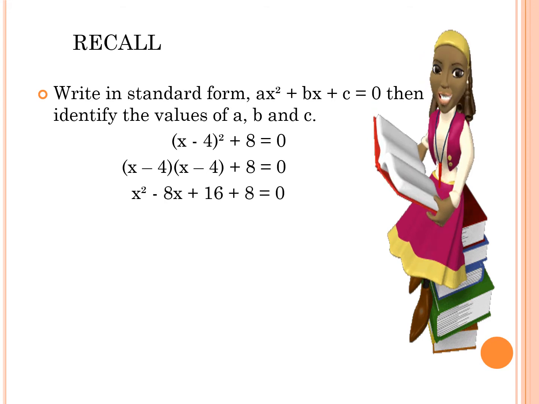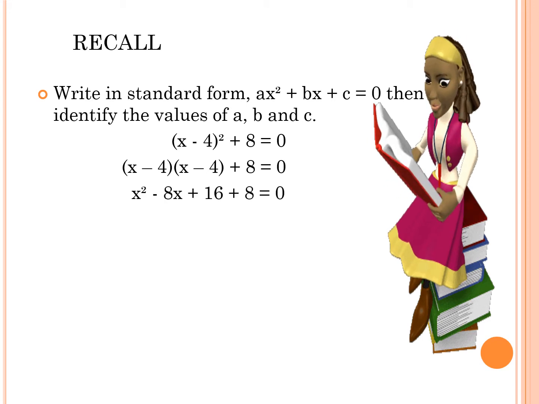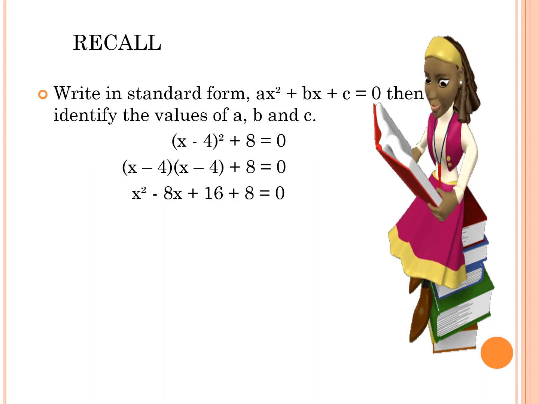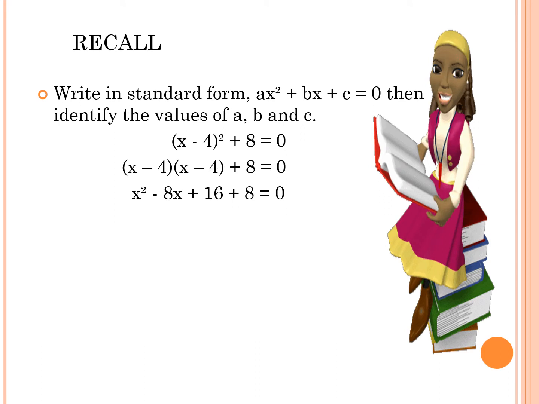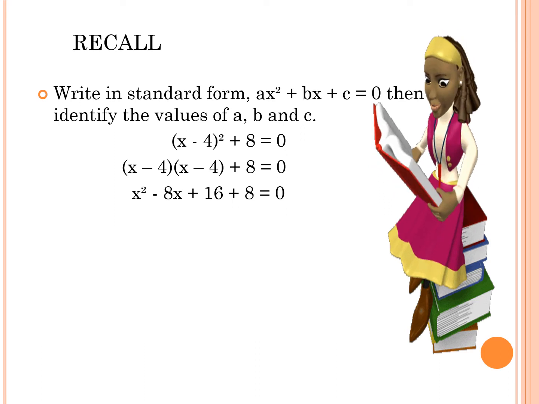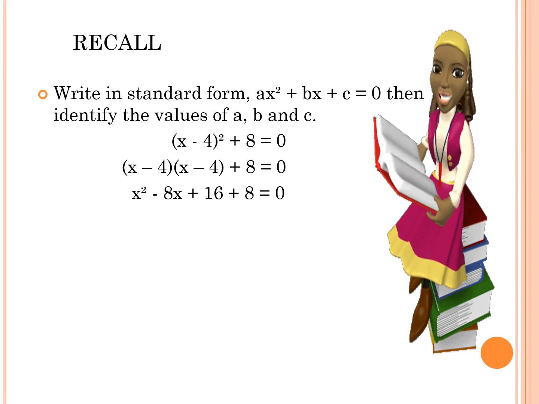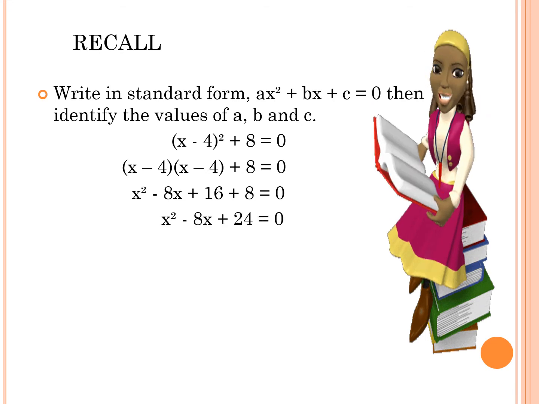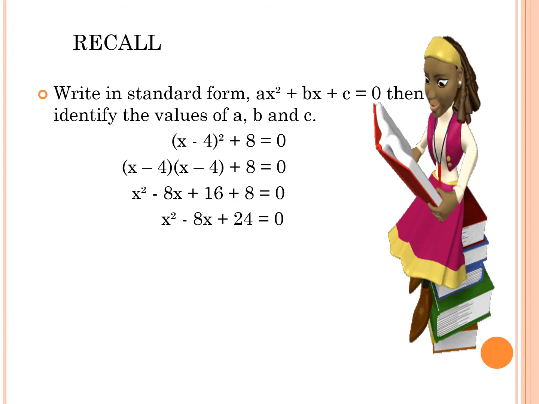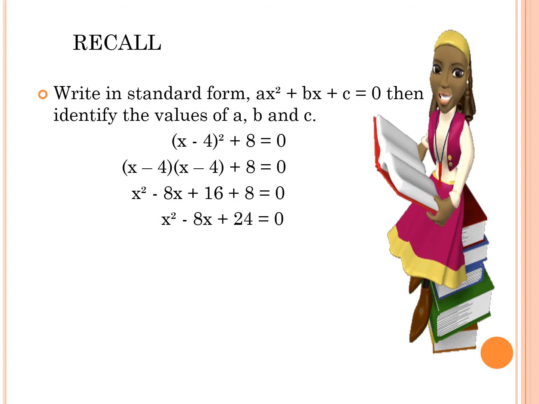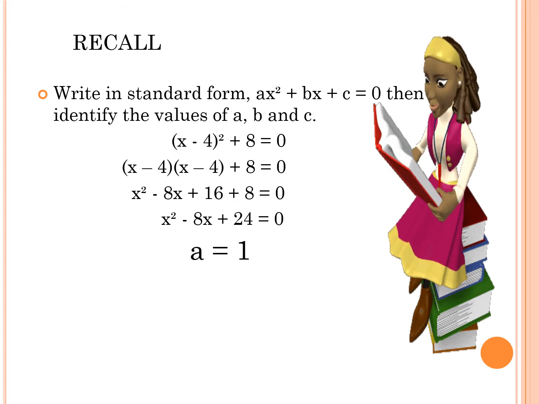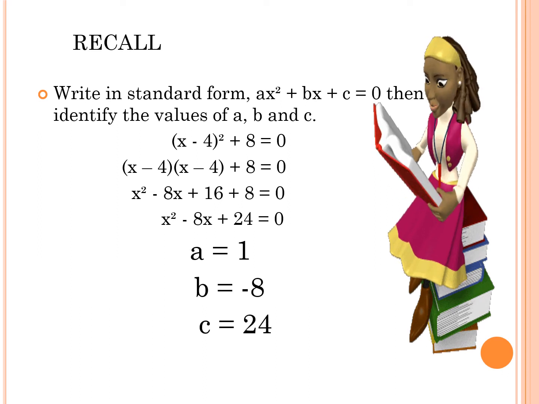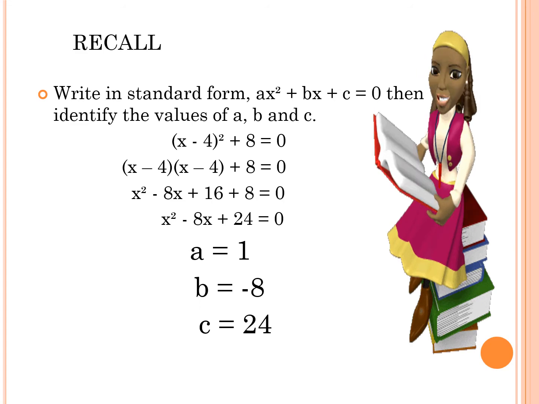0. So, we use the FOIL method to get the product, because x times x is x squared. The middle term, negative 4x, and also negative 4x, is negative 8x. Then, negative 4 times negative 4 is positive 16, plus 8 equals 0. Then we have x squared minus 8x, then 16 plus 8 is 24. So our a is 1, b is negative 8, and c is 24.